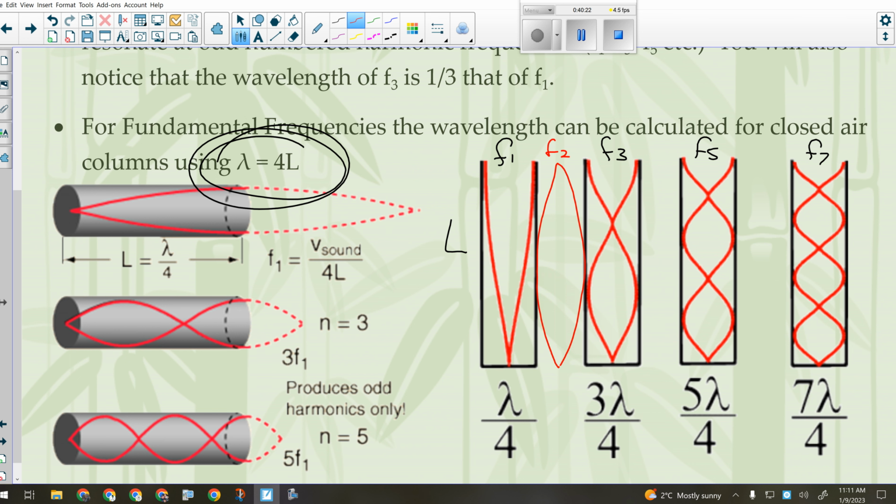I'd have a node at the top, not going to make any sound. It's not that there isn't sound, there's a wave in there. I just have a node at the top of the tube, and I have one at F4 and at F6 and at F8 and so on and so on.